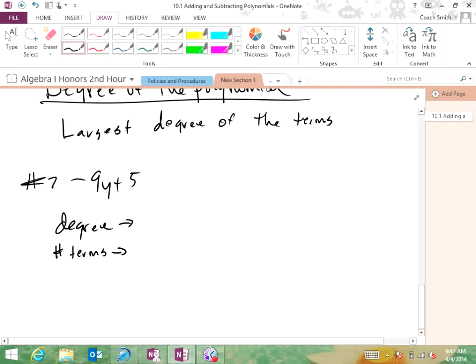Linear. It's a linear. By number of terms, what is it? Binomial. Because the largest exponent is 1, and it has 2 terms. So that's why it's a linear binomial.